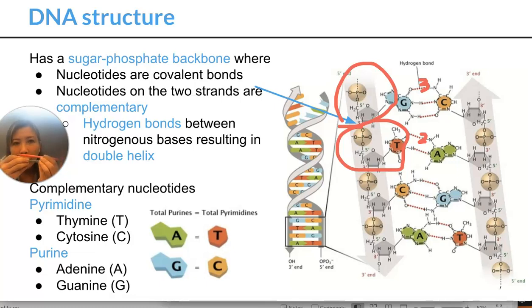I'm just letting you know that in real biology, you can have genes on this strand coding in both directions. But let's not worry about that detail at this point. Just recognize direction matters. Okay, so let's move on to our next slide.